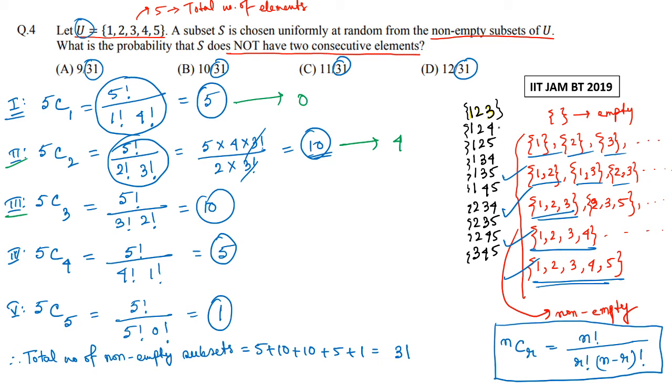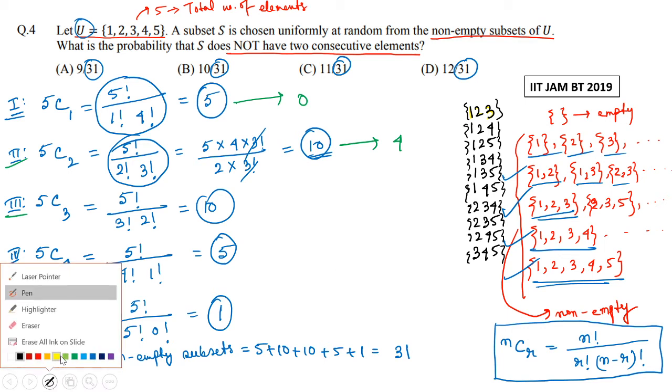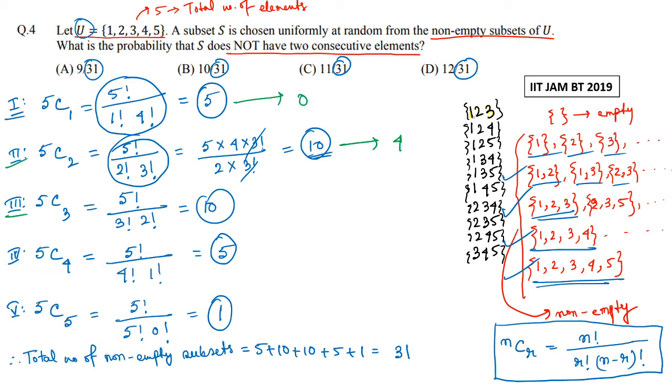Okay, these are the 10 subsets which have 3 elements out of 5 elements, right? So in these subsets which have two consecutive elements, see, in the first case it is 1 2 3. That means it has two consecutive elements. In fact, 3 consecutive elements.